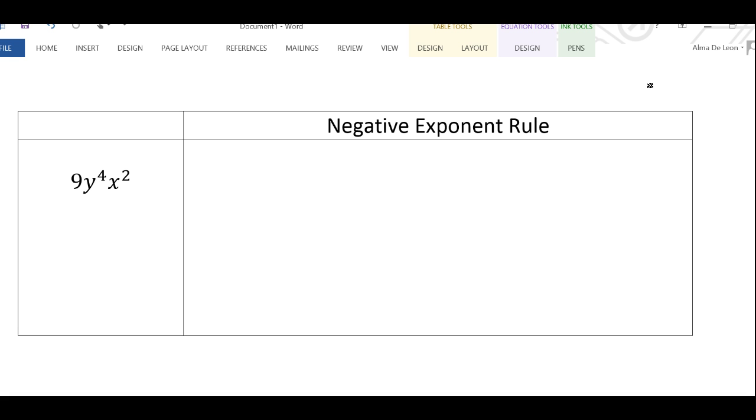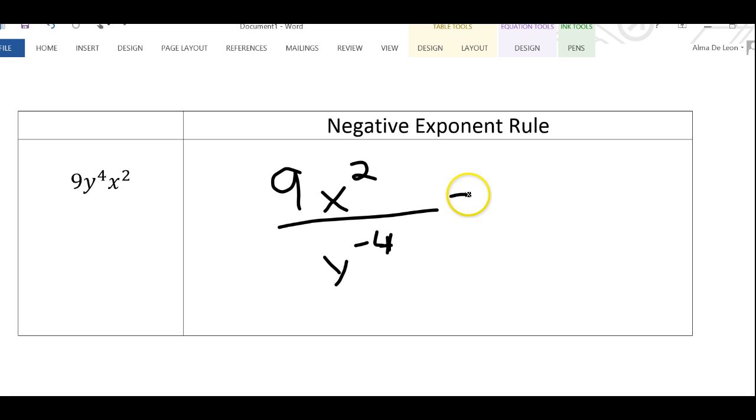So I want to leave my 9 alone. I'm going to put that on top. And just because I can, I'm going to put all 4 of my y's on the bottom. Since they're supposed to be on the top with the 9, and I'm putting them in the bottom, they're in the wrong part of the fraction, so I have to attach a negative to the exponent 4. And I'm going to leave my x squared on the top just where it's supposed to be, and because it's in the right spot, I don't have to attach a negative to it.